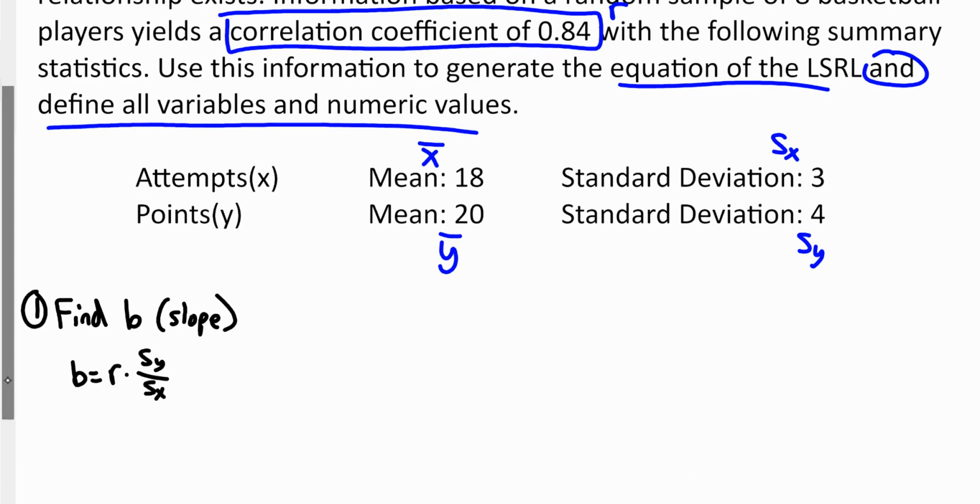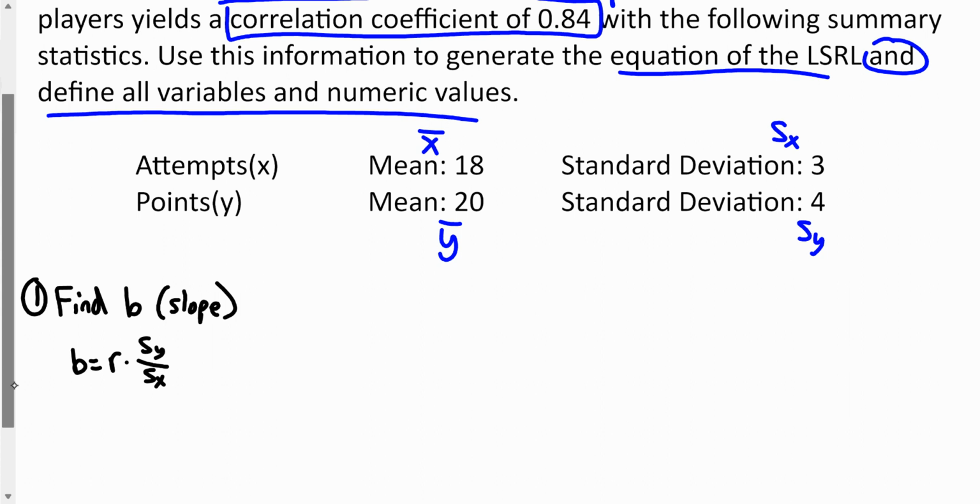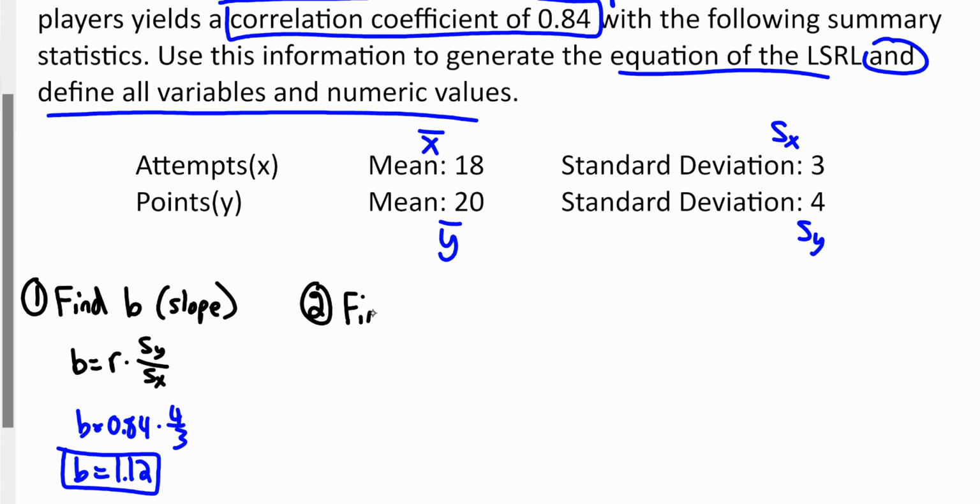If I go to this example and plug in, I know my r is 0.84. I know my s sub y is 4 and my s sub x is 3. If I plug those in and get a value for b, it is actually 1.12. And I've got my b value. Now that I've got my b value, the other thing you need is your a value. That is your y-intercept. So that's going to be my step 2. Find a, or our y-intercept.